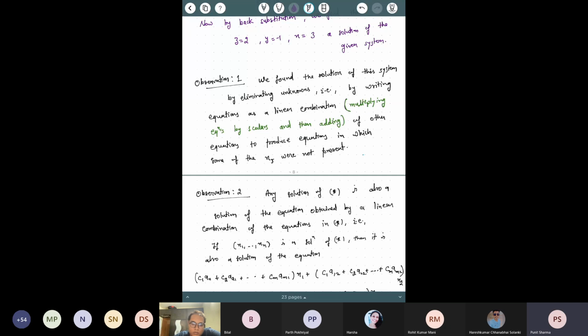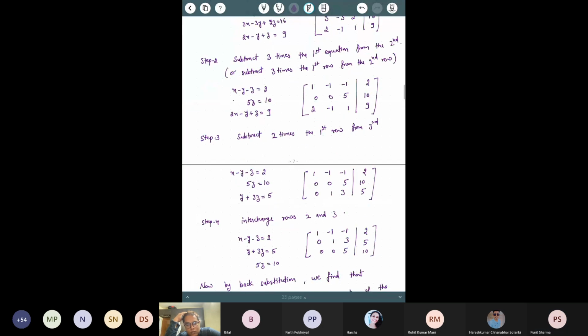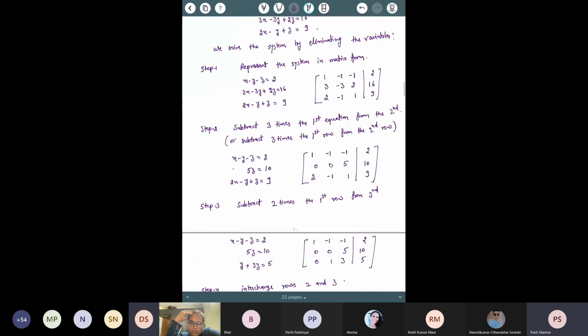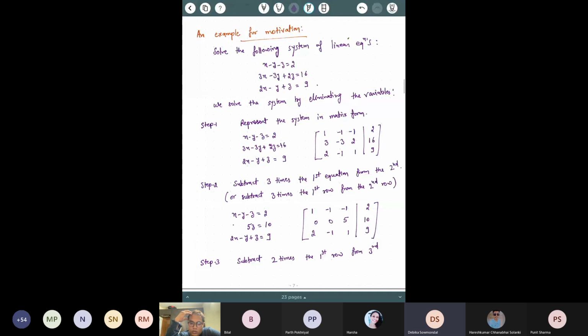The second observation you can make is the following, that if I take any solution... Sir, here the scalar should not be 0. Yes, if you multiply with 0, you won't get anything. So in general linear combination, I said that you multiply with scalars and then add with some equations. But in order to solve this system, you should always multiply with a non-zero scalar. Otherwise, you won't get anything. Any other question? No, sir. Clear.